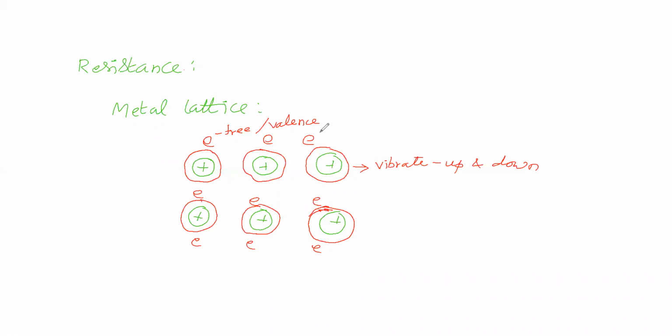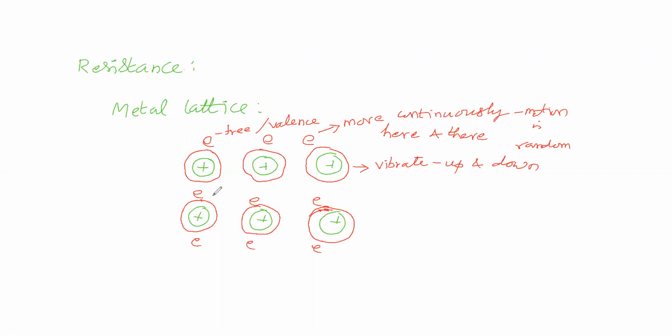And this free electron or valence electron will move continuously here and there. That means it is moving from one place to another place continuously, in a random motion. This free electron will undergo random motion. This is about the metal lattice.